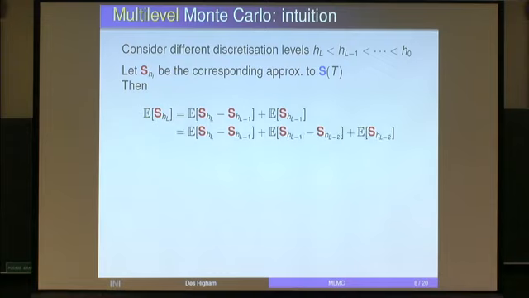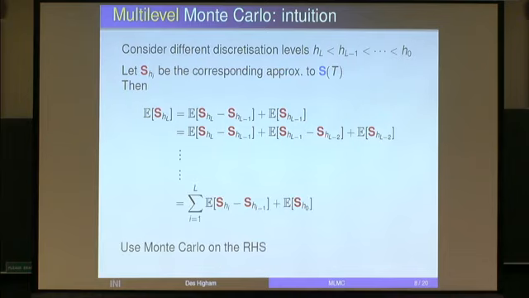Then we can keep doing this. We can expand that coarser solution in terms of an even coarser step size, and we can go right down to the end. So we can then have a combination of expected values. This is a trivial identity. It's a telescoping series. Most of the terms cancel, and you're left with the left-hand side.